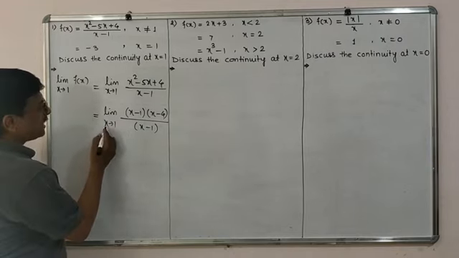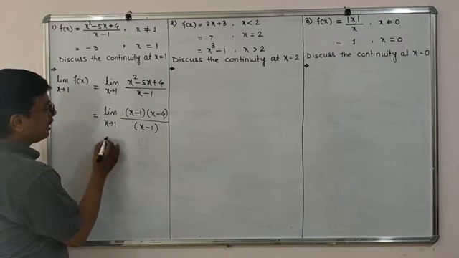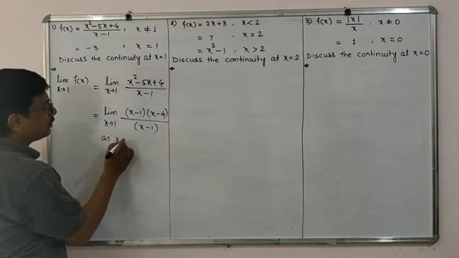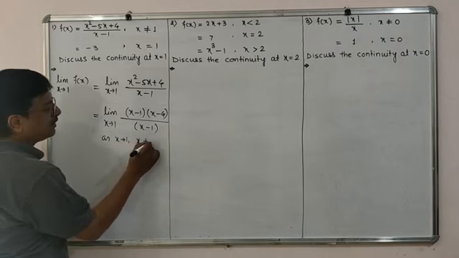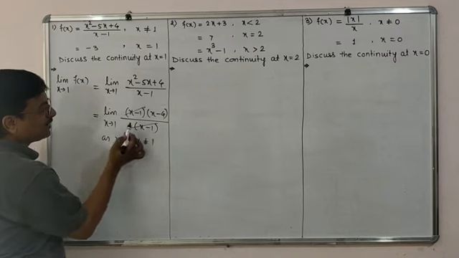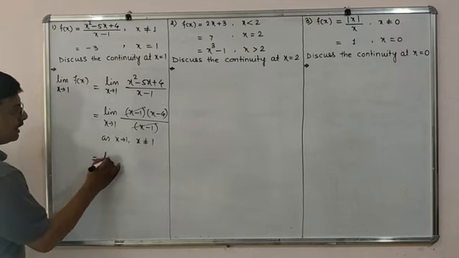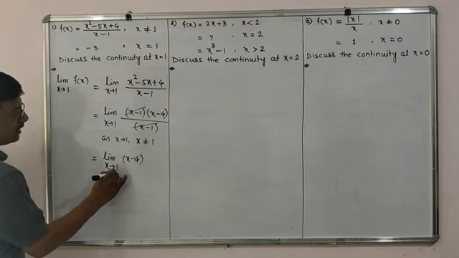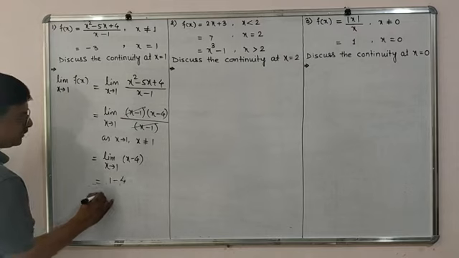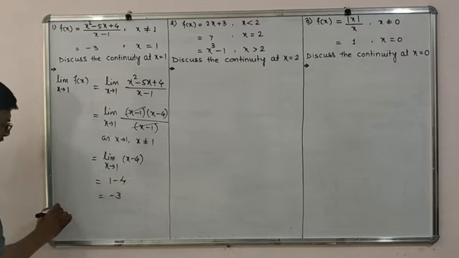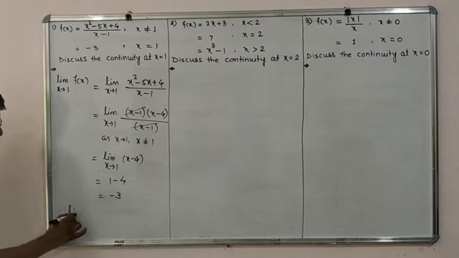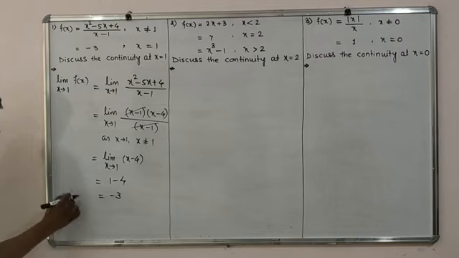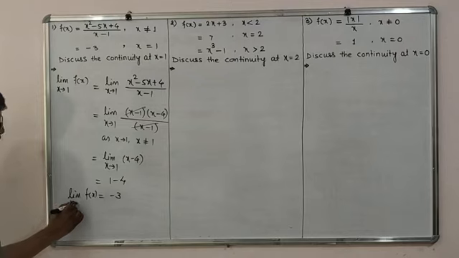Now x tends to 1 means x is not equal to 1. As x tends to 1, we can say that x is not equal to 1, which means we can cancel these factors. That is equal to limit of x minus 4 as x tends to 1. Substitute the value, it is 1 minus 4, that is minus 3, and therefore we can say that limit of f of x as x tends to 1 is equal to minus 3.